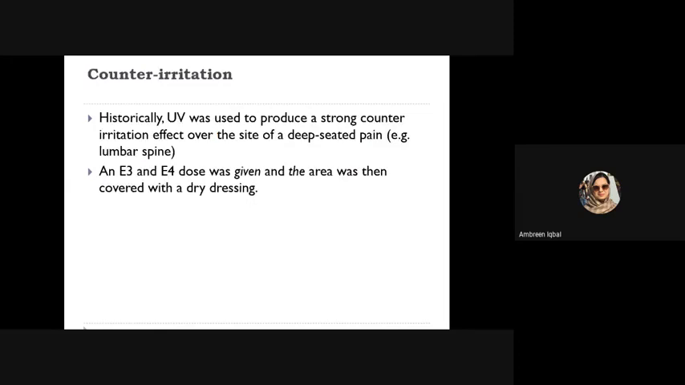Counter irritation. Historically, ultraviolet can also be used to produce a strong counter-irritating effect at the site of deep-seated pain, especially lumbar spine pain. E3 and E4 doses are given, and the area is also covered with a dry dressing.